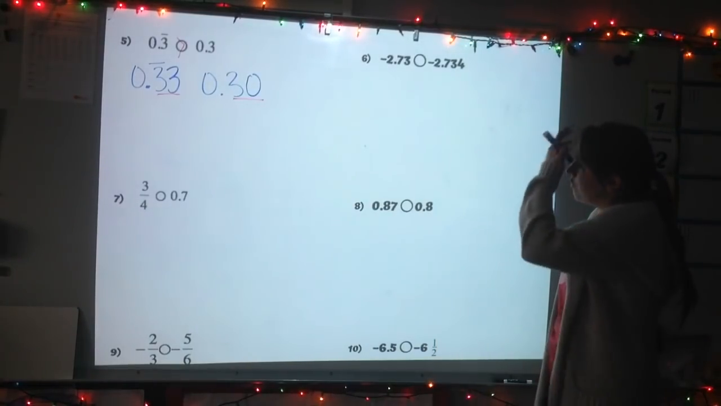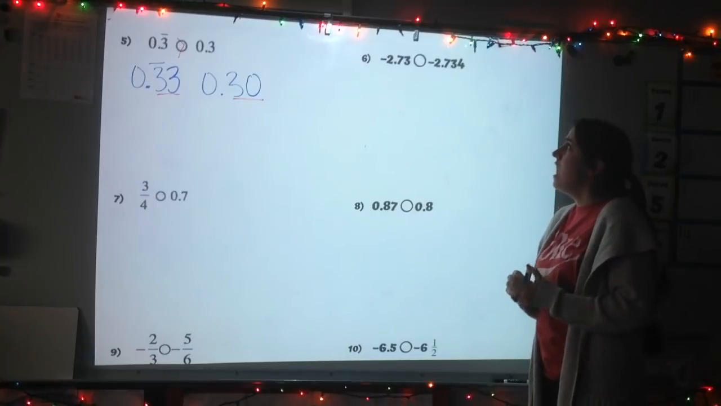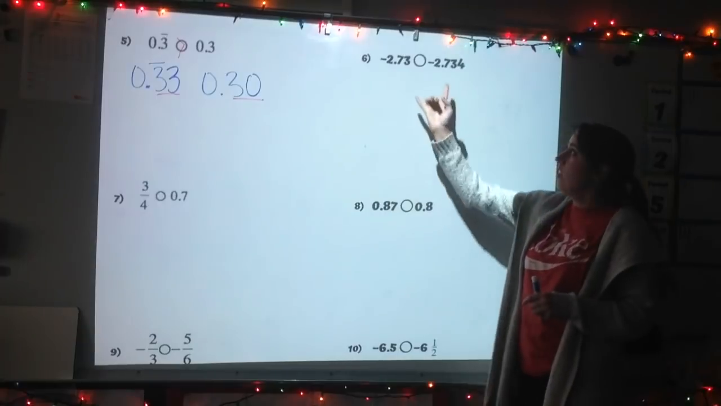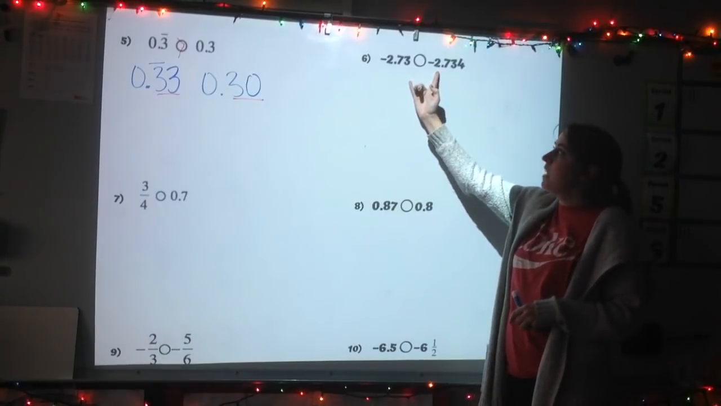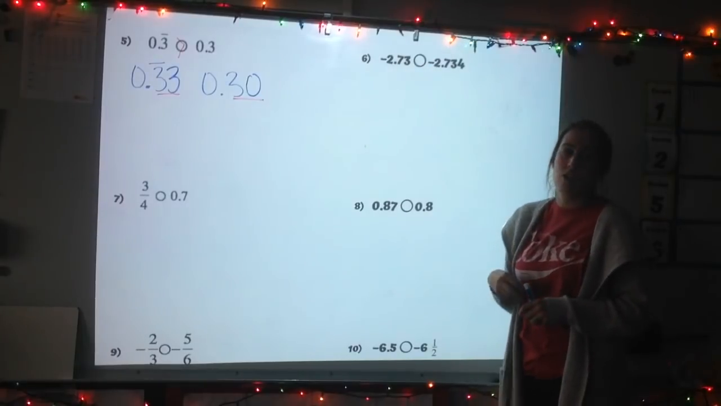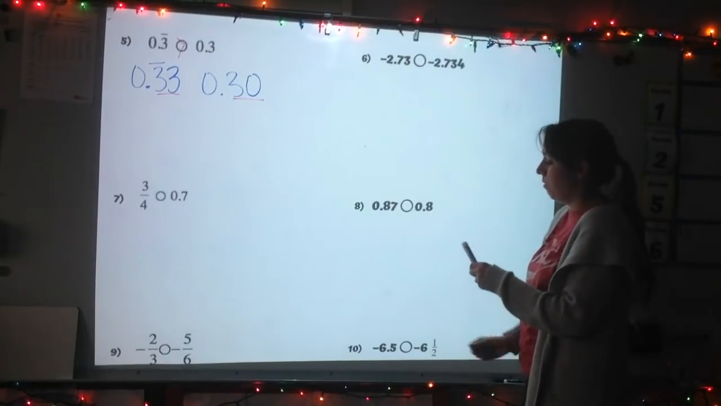All right, number 6, negative 2 and 73 hundredths, and negative 2 and 734 thousandths. So again, look at the signs. They're not opposite, so I can't use that. Look at the whole numbers. We have negative 2 and negative 2. They're the same, so I have to look at the decimal part.